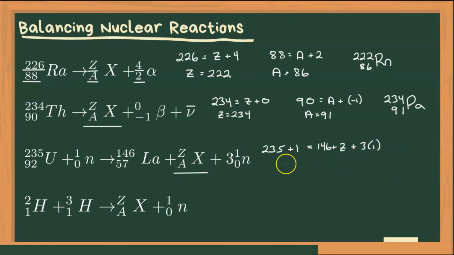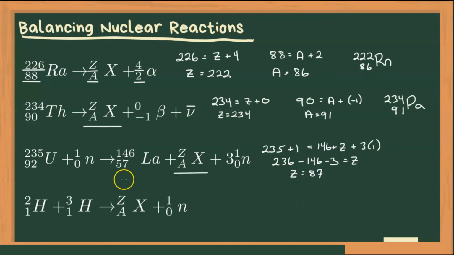Okay, so a little bit more complicated. Let's rearrange this. We have 236, and then let's subtract 146, and we'll subtract this 3 as well. So we're bringing the 146 and 3 to the other side of the equation so we can calculate Z. And we get Z equal to 87.